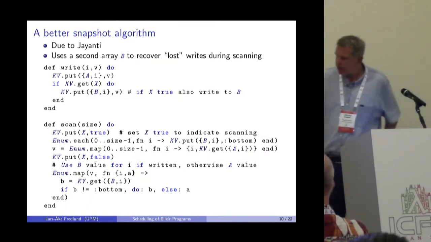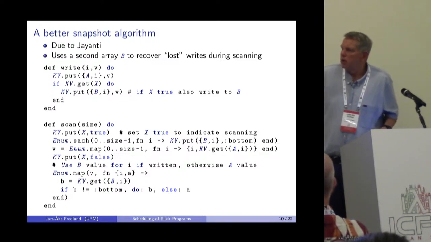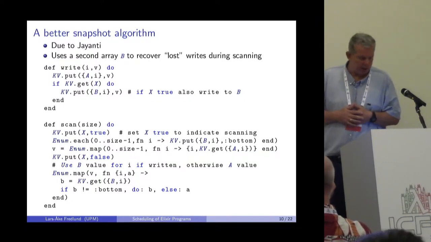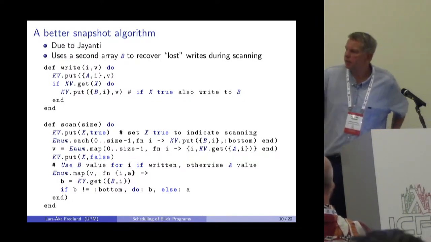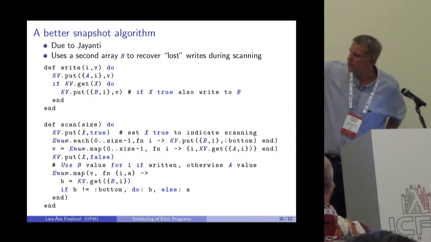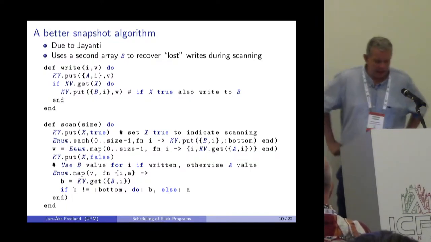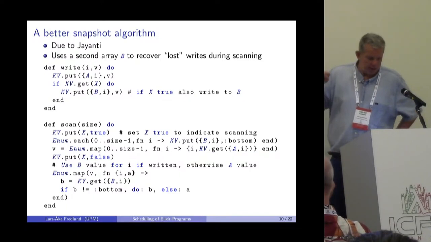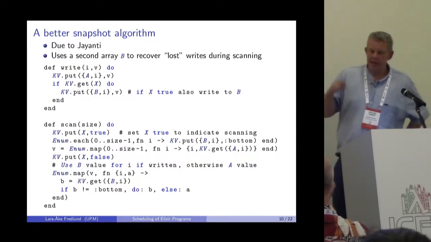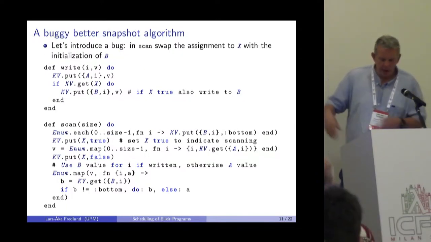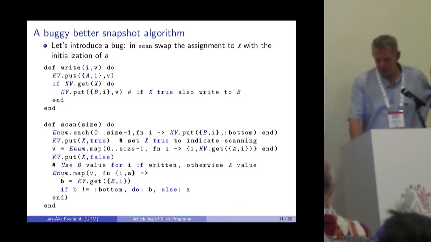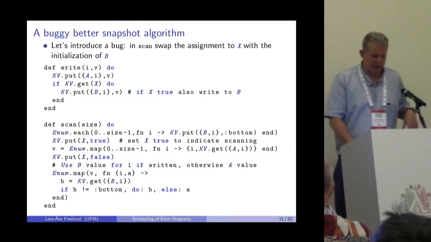It's a very sensitive piece of code, so if we change things around, we will almost certainly introduce bugs. One classical change is to swap the first two lines in the scan function, so that we don't set X to true first, but rather initialize the B array first, and then set X to true. That result is almost identical, but it should be buggy, according to the literature.